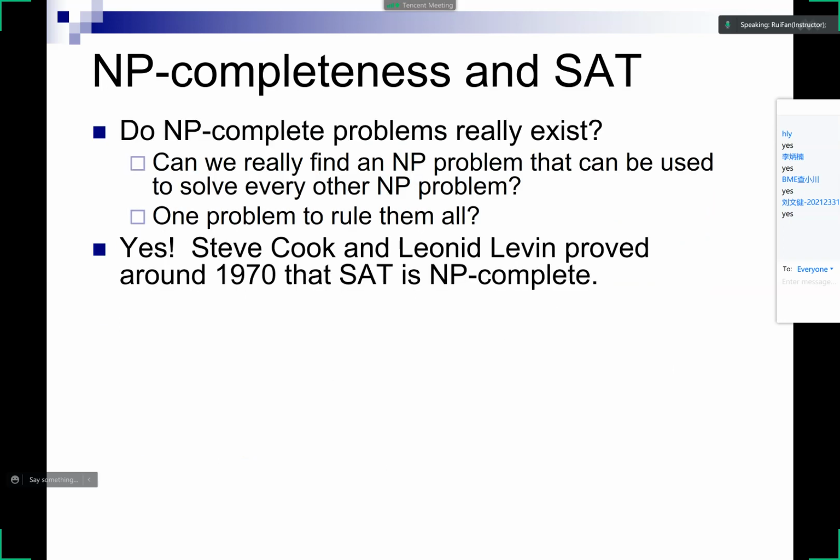But it turns out that indeed there are NP-complete problems. There do exist these very hard NP problems such that all other NP problems reduce to them. This is a very famous result, proved around 1970 by two people, Steve Cook and Leonid Levin from the USSR. They proved that a particular problem called SAT is NP-complete.